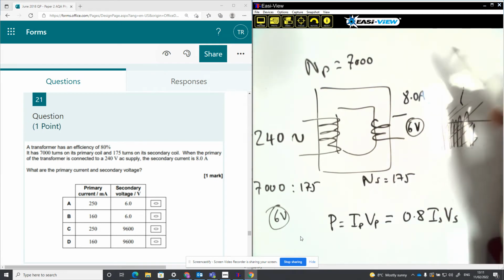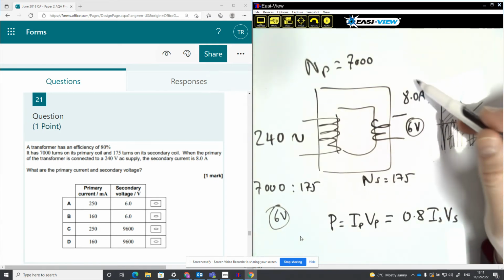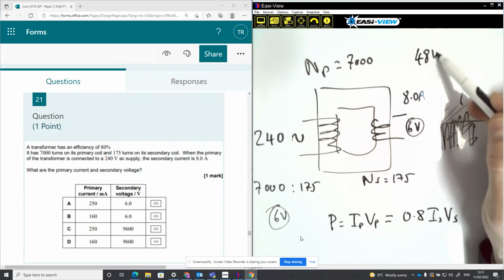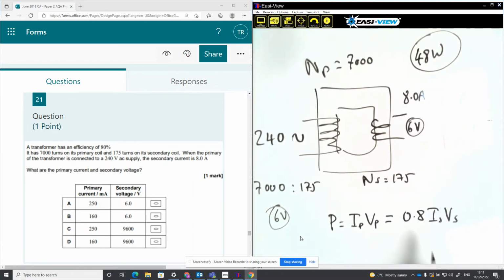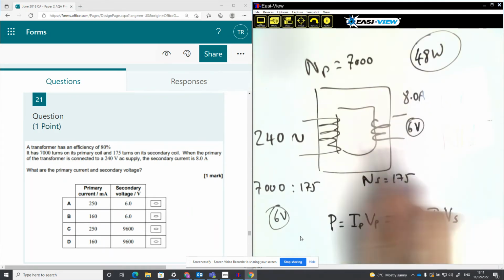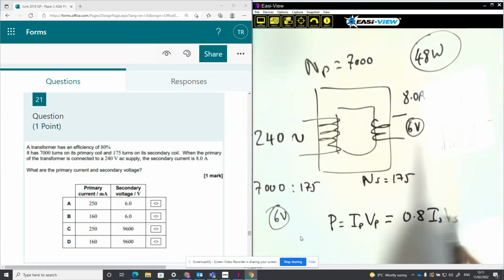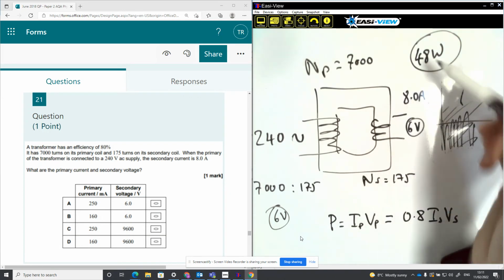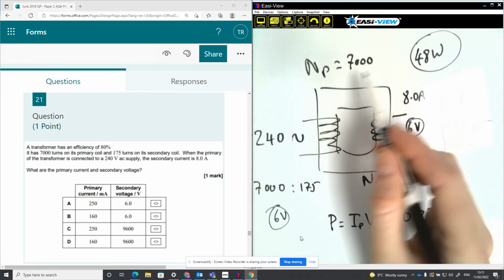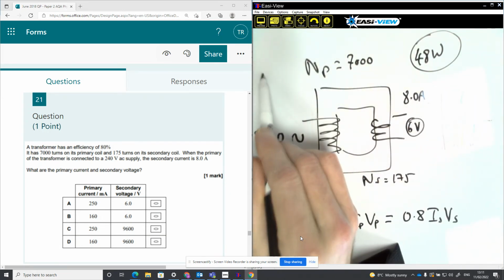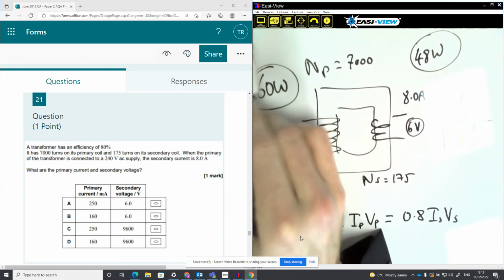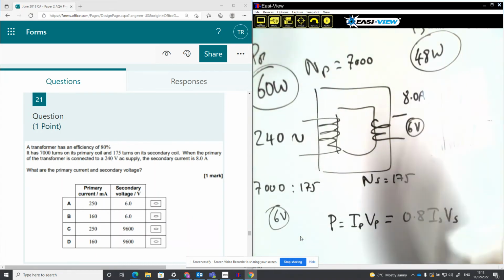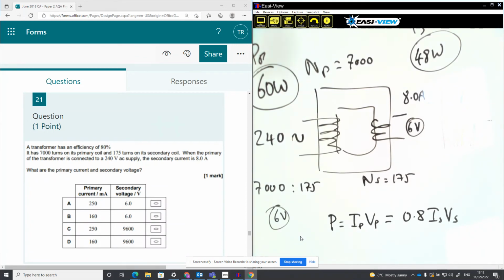So that would mean that we would have 48 watts present on the secondary, and that 48 watts should correspond to that's 0.8 of the power at the primary. Now I know that from my times tables, I know that 60 watts will give me 0.8 of that, but I can divide 48 by 0.8. So 48 divided by 0.8 gives me 60 watts at the primary. So my power at the primary is 60 watts, power at the secondary is 48 watts. So I've got those values.